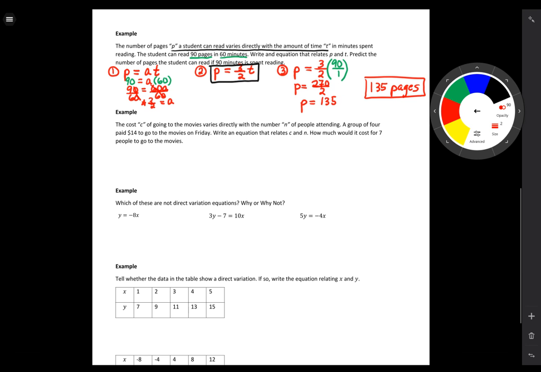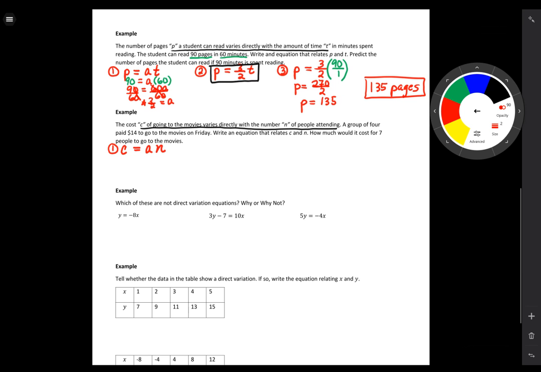Let's do another example. The cost c of going to the movies varies directly with the number n of people attending. Okay. So the cost varies directly. Whenever you see that, put the equal sign, put your constant, which is a, and then your other variable, second variable, n in this case.